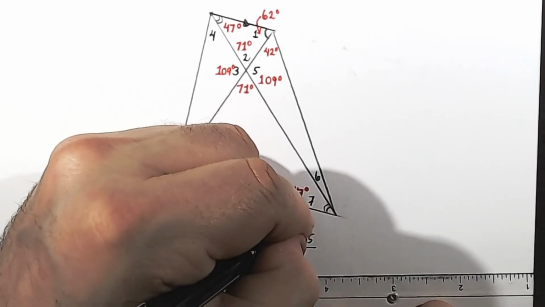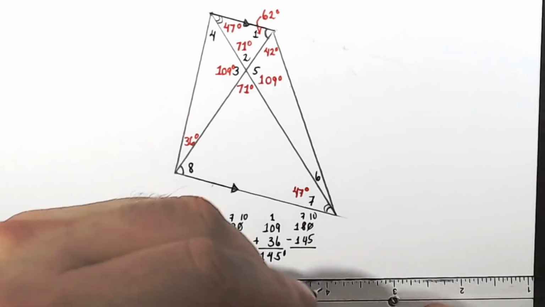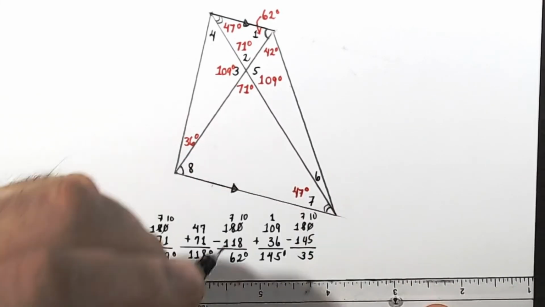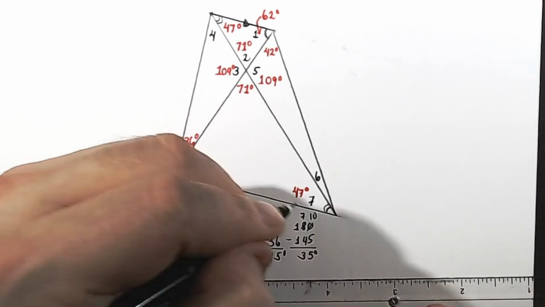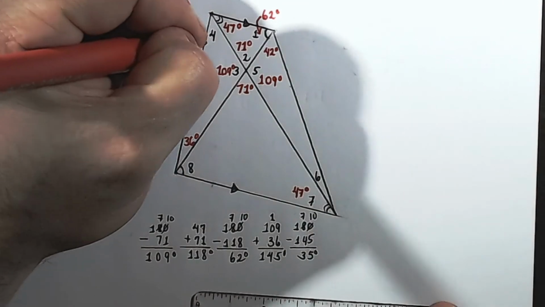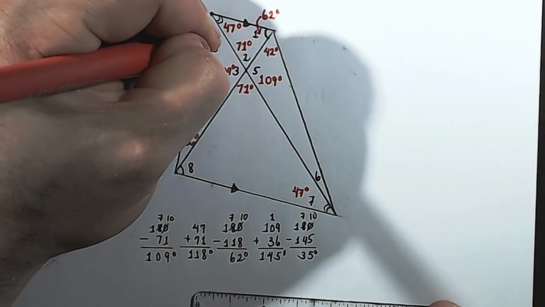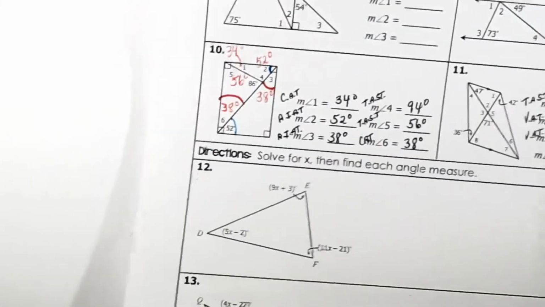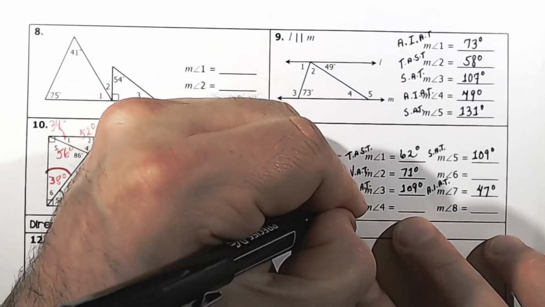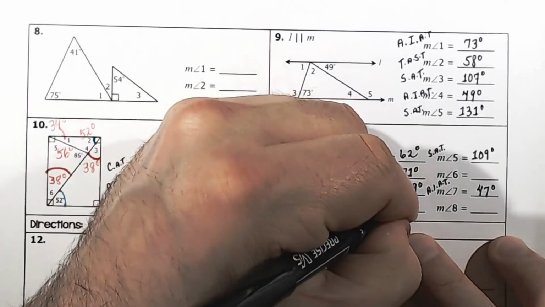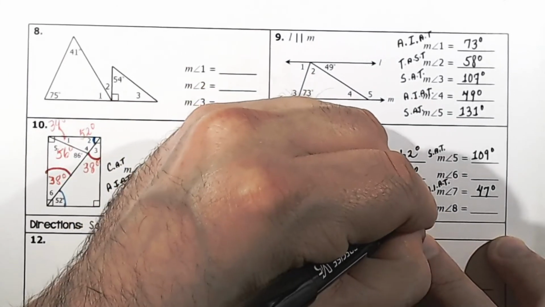First, let's borrow from the 8, make it a 7, make the 0 a 10. 5 from 10 is 5. 4 from 7 is 3. And 1 from 1 is 0. So, by the triangle angle sum theorem, angle 4 is 35 degrees.